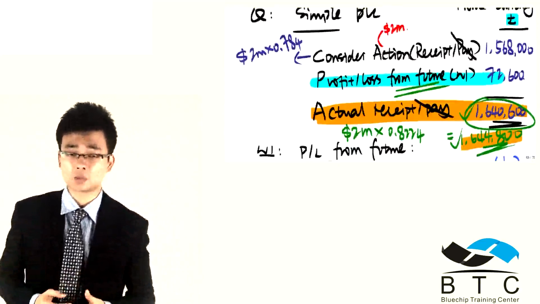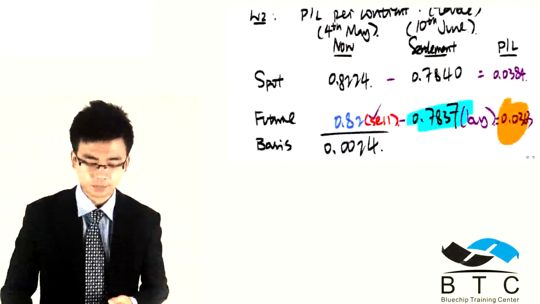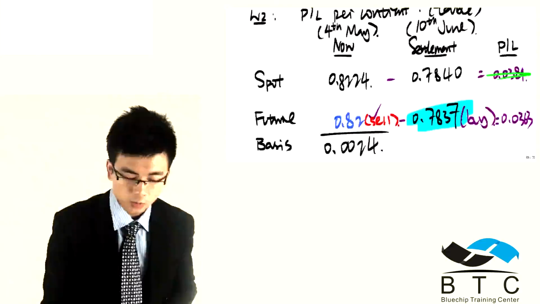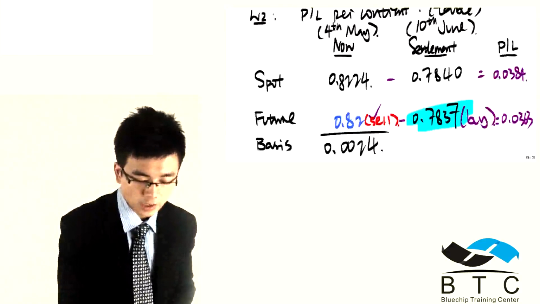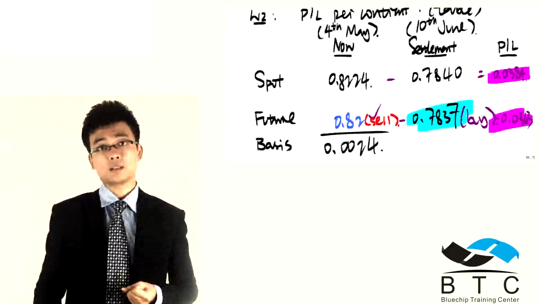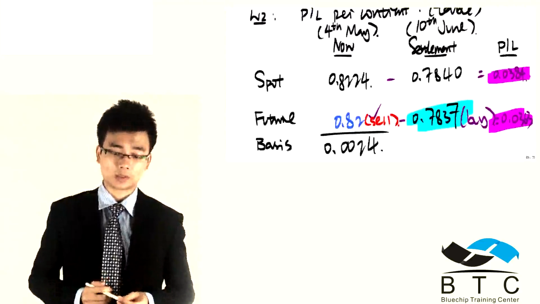First reason, basis risk. If you look at the working number 2 here, the changes in the spot rate is not equal to the changes in the futures price. So that's why this will be the thing. Okay, so this is called the basis risk.